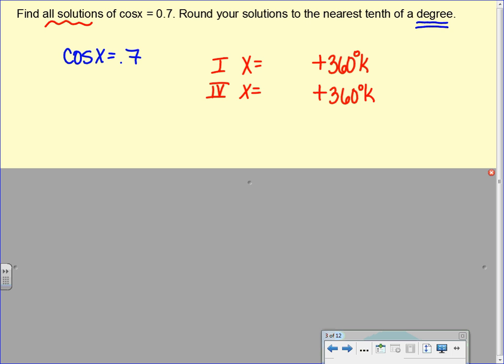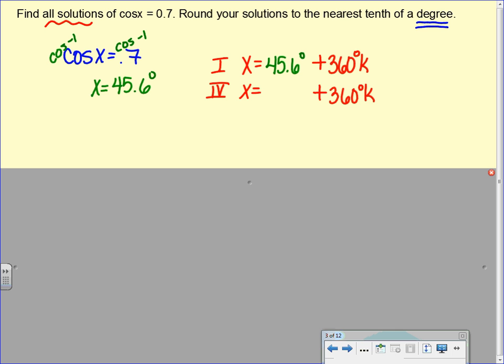Okay, calculator. We are forced, because it's not an exact value, to use inverse cosine. So we're going to do inverse cosine of 0.7. It says round to the nearest tenth, so 1 decimal place. Are you in degree mode? I'm in radian mode. Okay. 45.6 degrees we should get. And that's in which quadrant? Quadrant 1. So we have that answer.